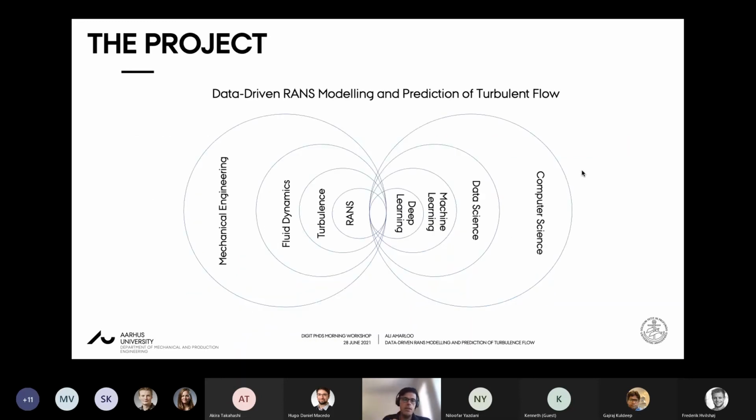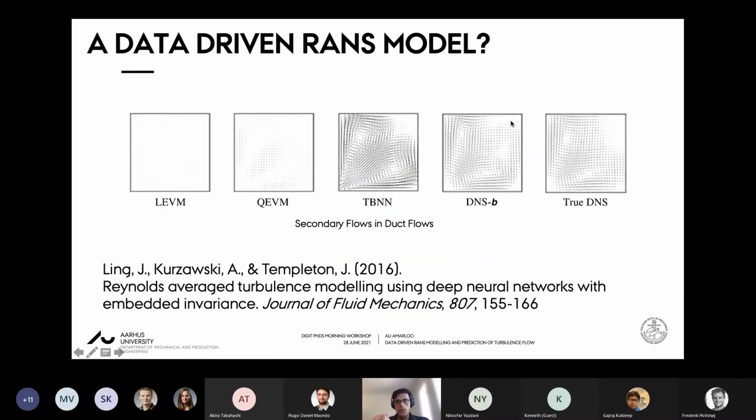So my project, I hope that now it's more clear, is data-driven RANS modeling of turbulent flow, and it's a multidisciplinary project between mechanical engineering and computer science. On one side we have mechanical engineering, fluid dynamics, turbulence, and RANS, and on the other side we have computer science, data science, machine learning, and preferably deep learning for this purpose. But does it work, you may ask?